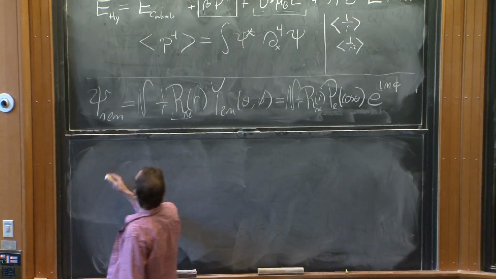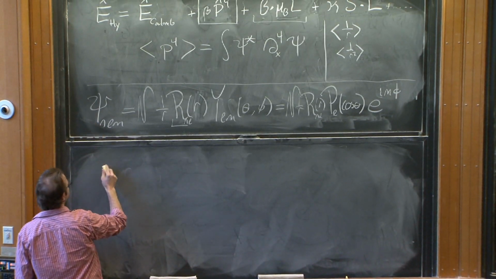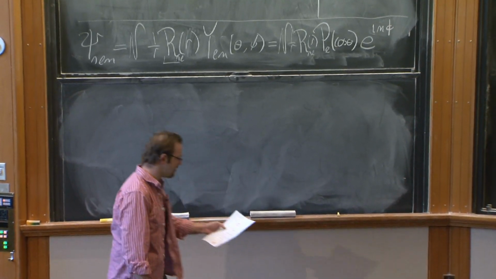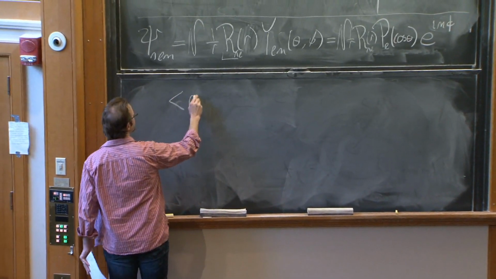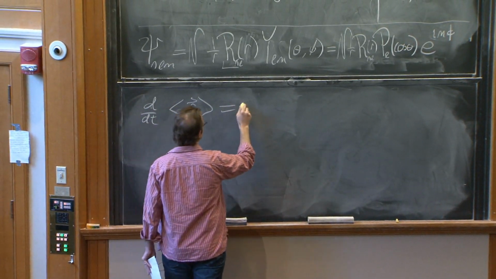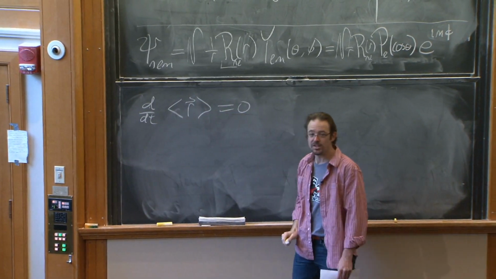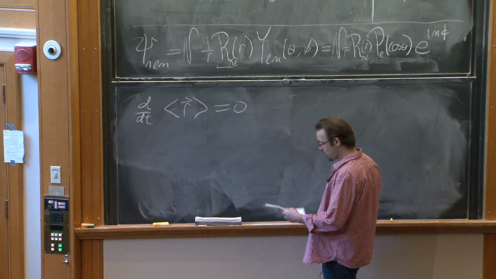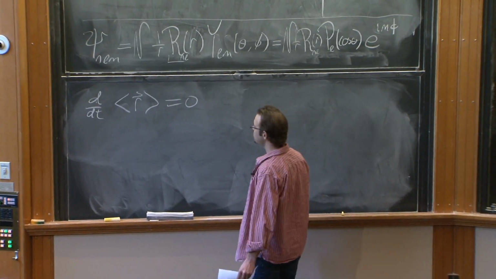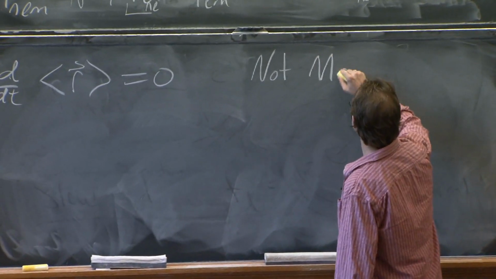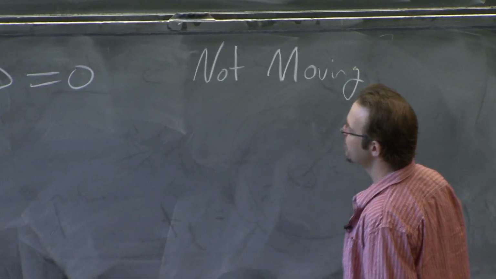OK, so the first question I want to ask is, so this is a stationary state. Is the electron moving? No, not in any conventional sense. If you compute the expectation value of the position and you take its time derivative, this is 0. We could do this either by calculating it or just by observing that it's a stationary state, and on principle, it can't change in time. So this guy is not moving in any conventional sense.